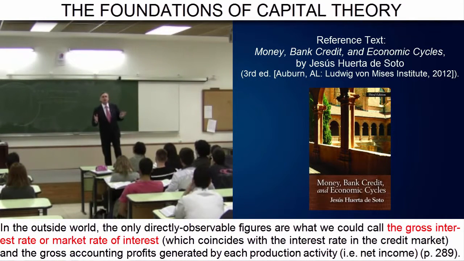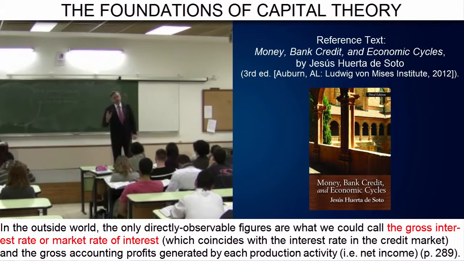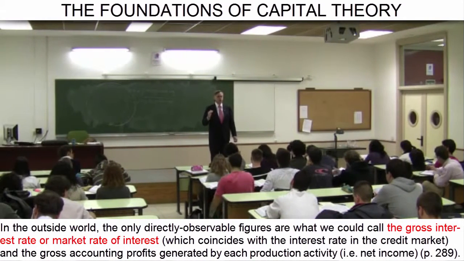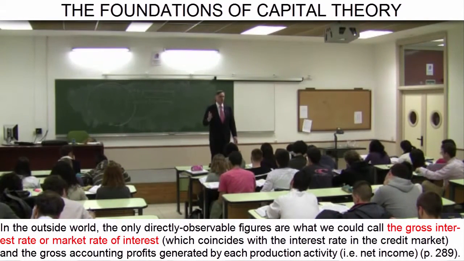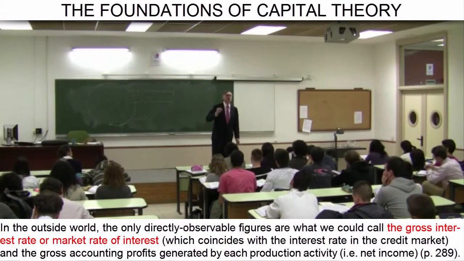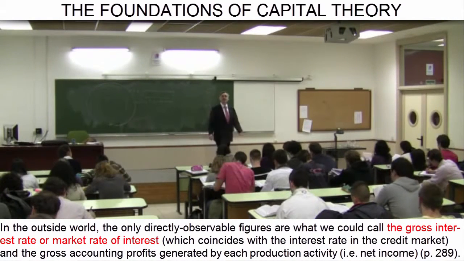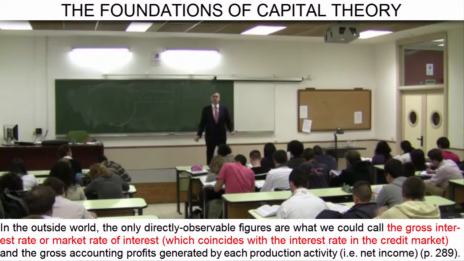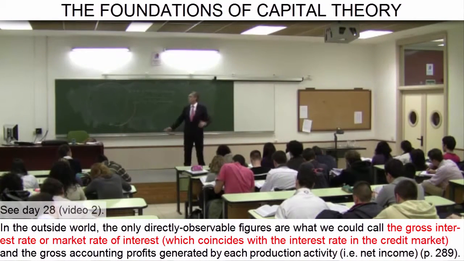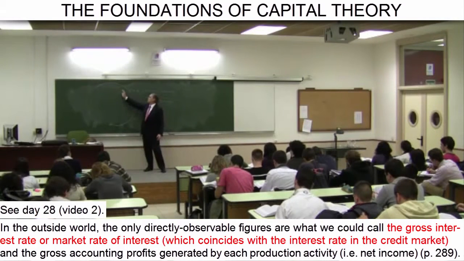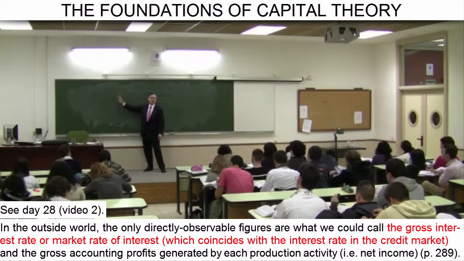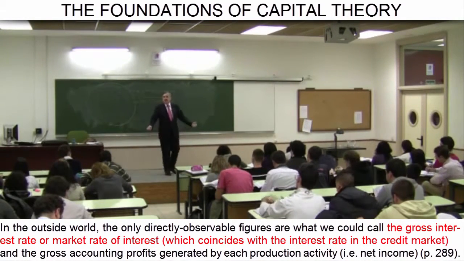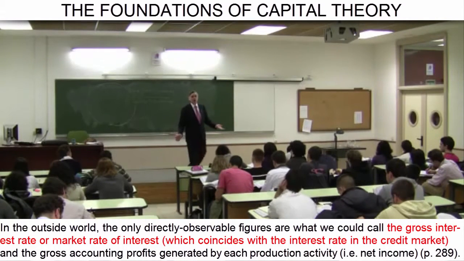In the market, only two types of social time preference rates are directly observable. The two are different, but very intimately connected. Here we will deal with the first, the gross market interest rate. This is the interest rate set in the short, medium and long-term loan market. In this small subset I have highlighted here on the board. This rate is directly observable. There is no doubt about it.